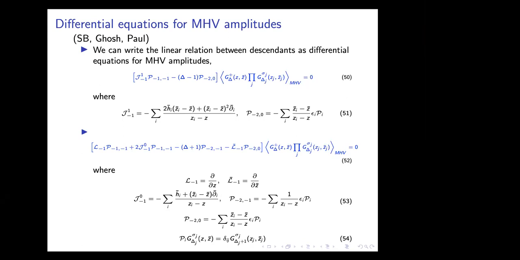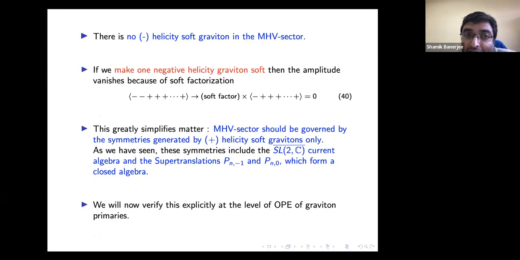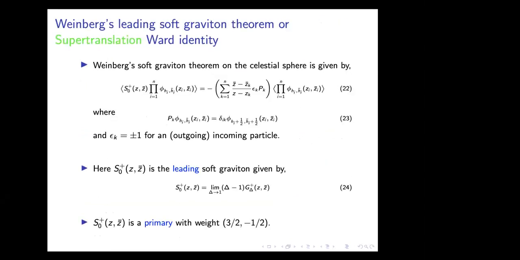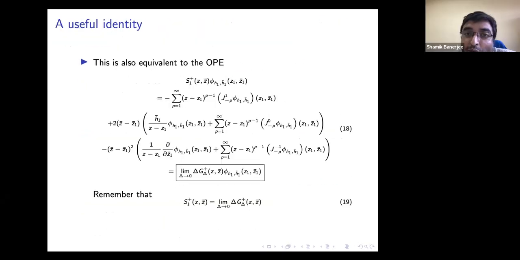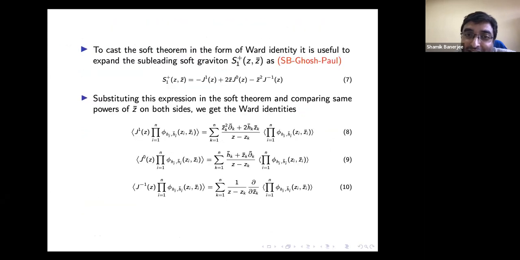No, but you started from the soft theorems, right? And the subleading. No, but that is a Ward identity, right? Yes. Okay, so that is a Ward identity. That is the SL2 bar Ward identity. So that's the thing, actually.